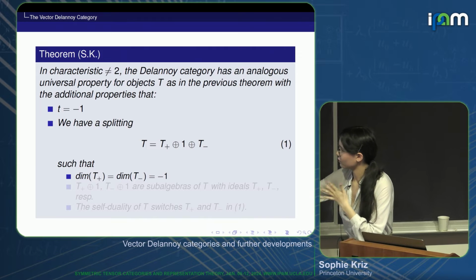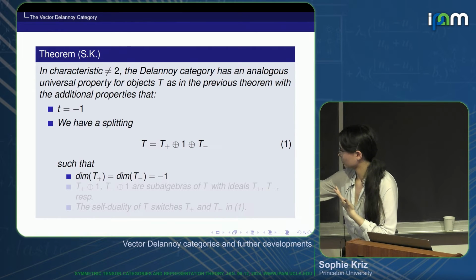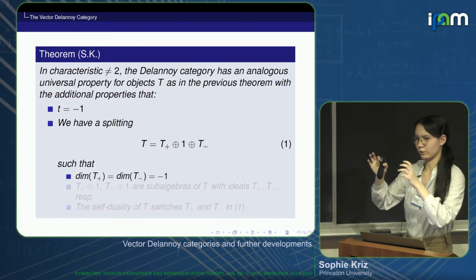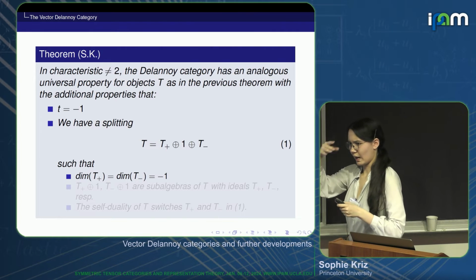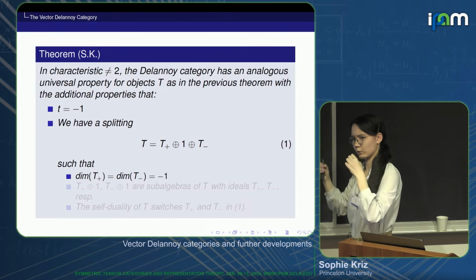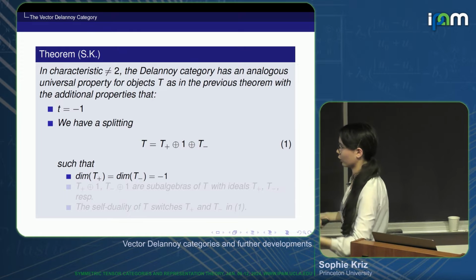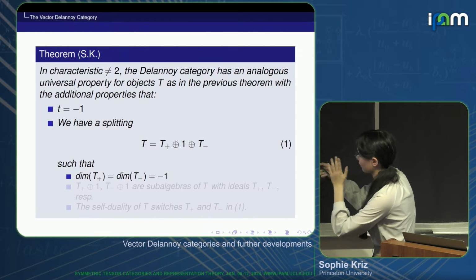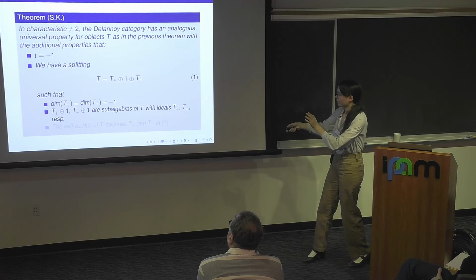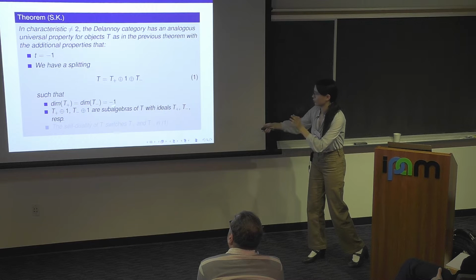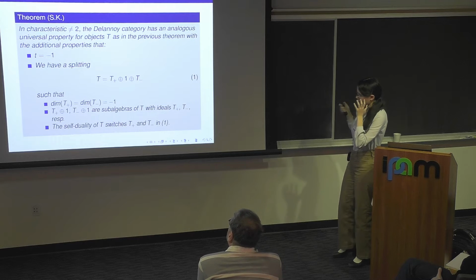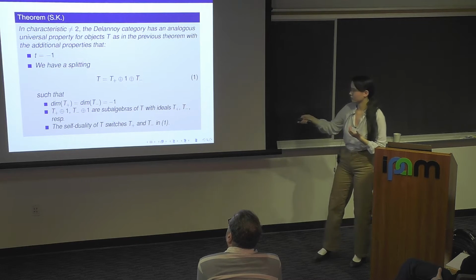And that we have a splitting T as 1 plus T plus plus T minus, such that these T plus and this T minus, which you might think of as somehow corresponding to this black dot and this white dot we saw in Noah's description, both have dimension -1. If we look at T plus plus 1 or T minus plus 1, this forms a subalgebra of T with ideals T plus or T minus respectively. And the self-duality of T switches T plus and T minus.